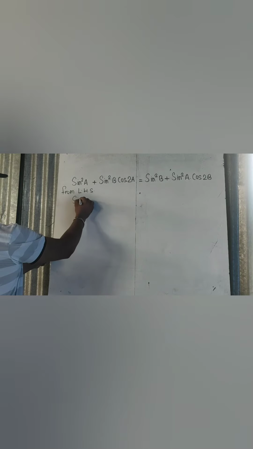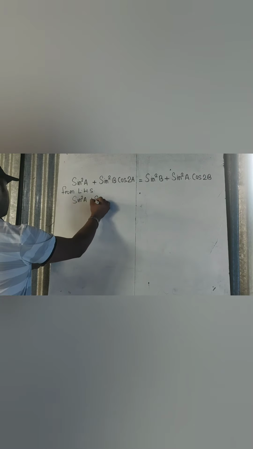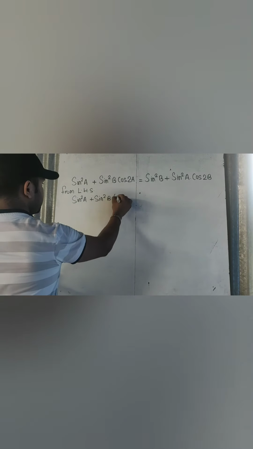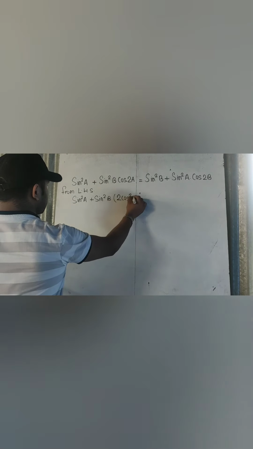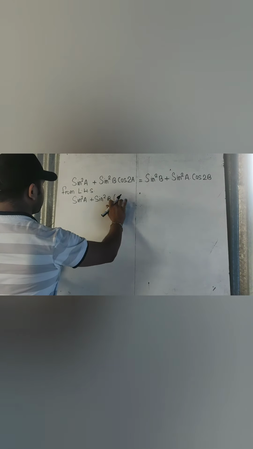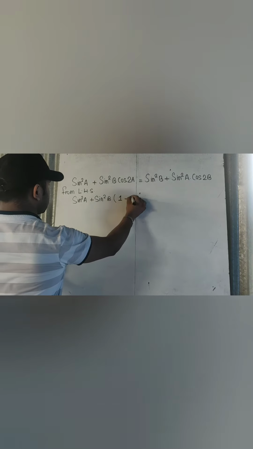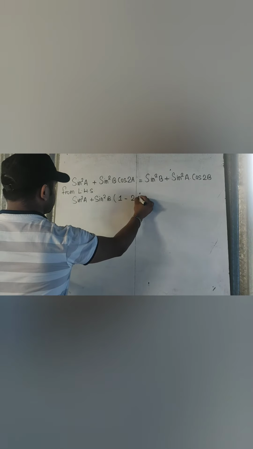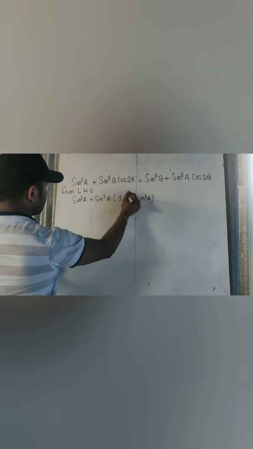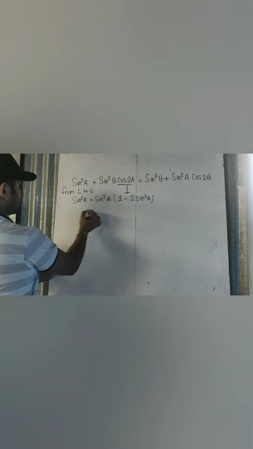Okay, here I am solving the problem from LHS. You have sin square a plus sin square b. The formula of cos 2a is 2 cos square a minus 1. You have that formula also. On the other side, you also have 1 minus 2 sin square a. It's easy solving by using the formula 1 minus 2 sin square a. Okay, the formula of cos 2a, 1 minus 2 sin square a.